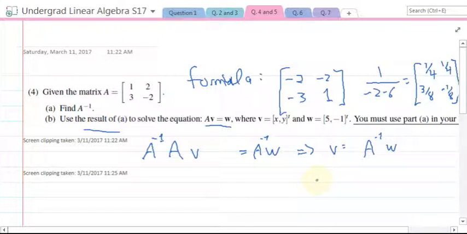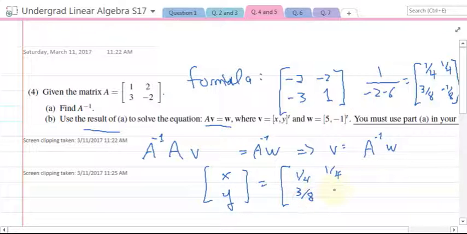Okay. Now, since I know what W is and I know what A inverse is, I can use that to solve it. So that means that XY is equal to, now what's my A inverse? It's going to be just 1/4, 1/4, 3/8, and minus 1/8. And that's times W, which is 5 minus 1. So I'm not going to work that out, but that's how you do it.